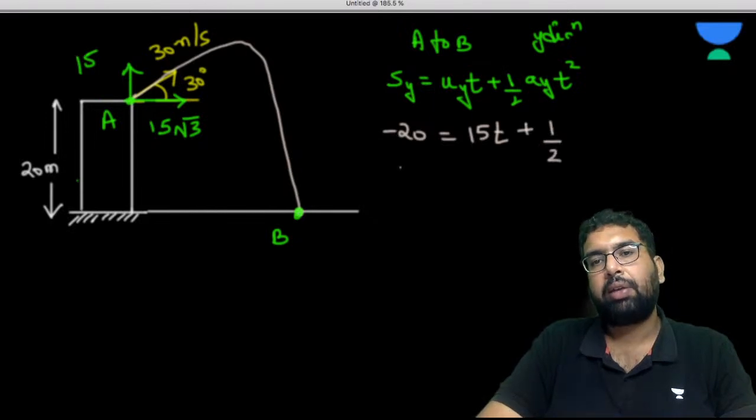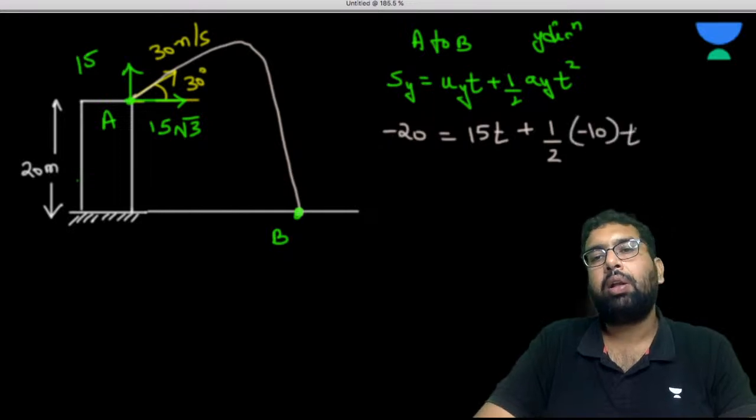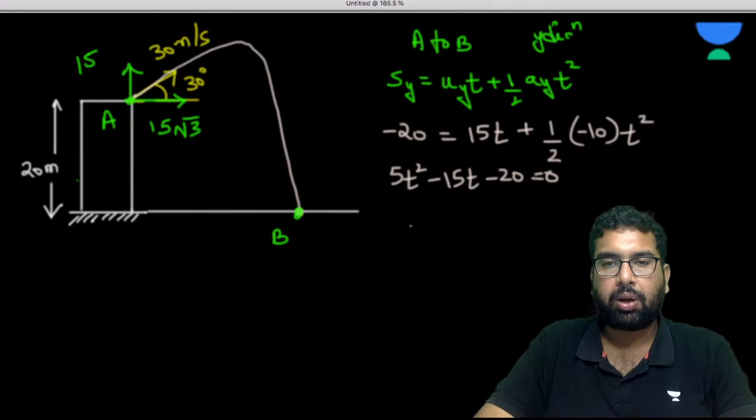Ay is always in the negative direction. g is always in the negative direction. So this is minus 10 t square. Now how much is it going to become? So it will become 5 t square minus 15t minus 20 is equal to 0.